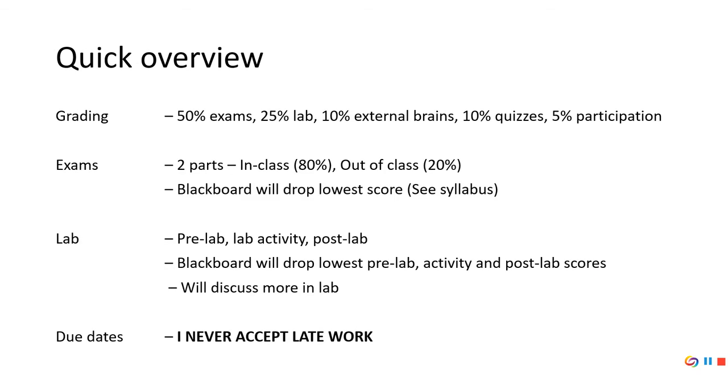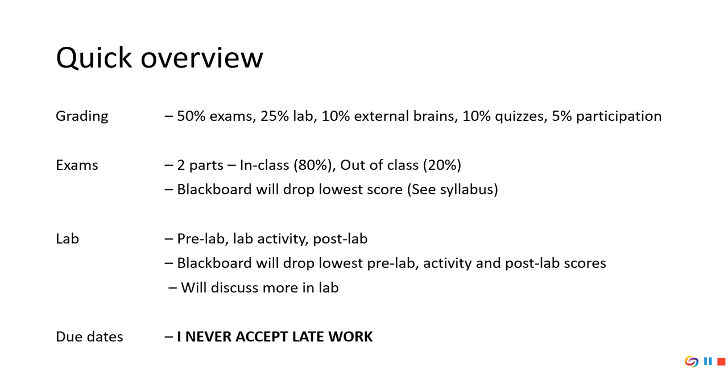So, a basic overview of grading. There are 5 things that you'll be graded on: exams, lab, external brains, quizzes, and participation. Exams have 2 parts. I do drop your lowest score. Lab has 3 parts each week. I drop the lowest score of those.